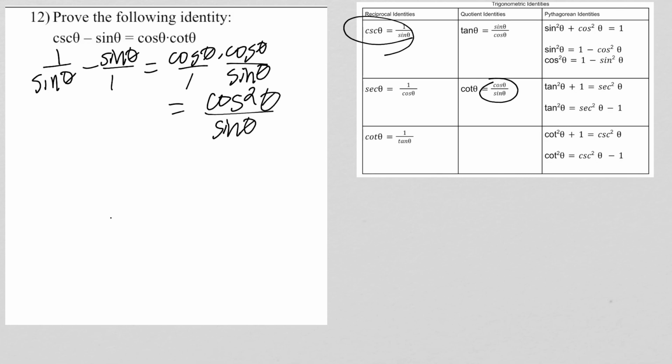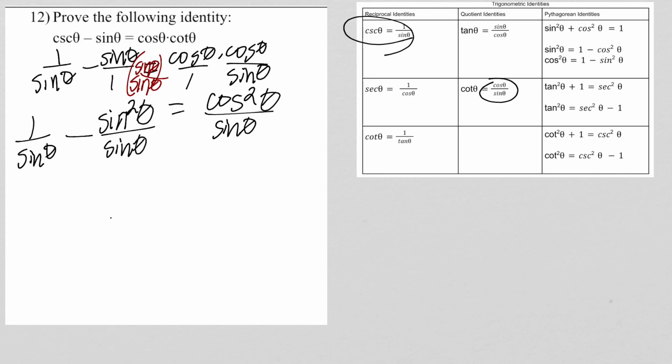Now, again, same concept. I can't subtract these fractions unless I have a common denominator. So I need to multiply this second fraction by sine because that's what the first fraction had. So what do I do to the top? I do to the bottom. So this first one is coming down. Minus sine times sine is sine squared. And the bottom is 1 times sine, which is sine theta.